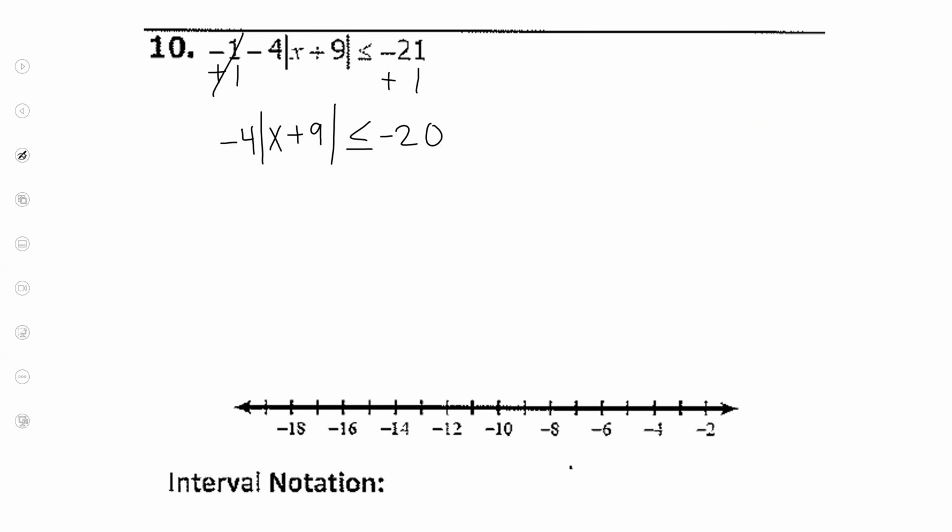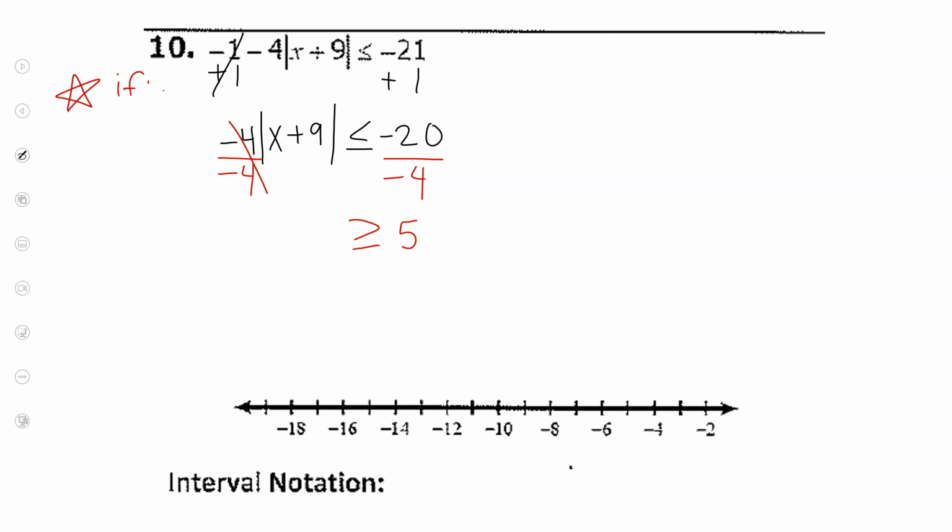Now I'm going to divide everything by a -4. -20 divided by -4 is 5. Did I divide by a negative just now? I did. So what do I do to my symbol? Flip it. Remember, if you didn't write this already, you need to write it on your paper.